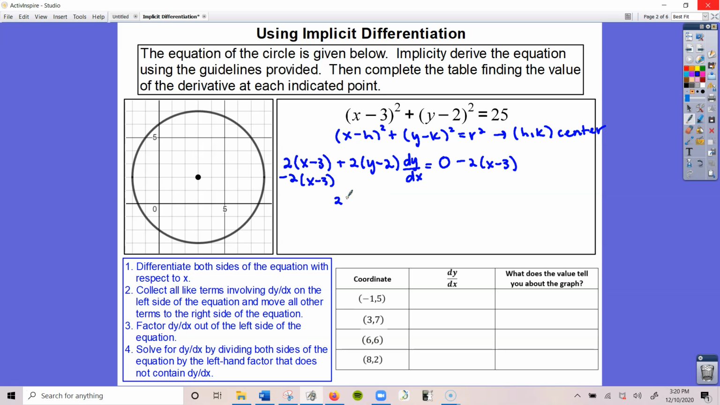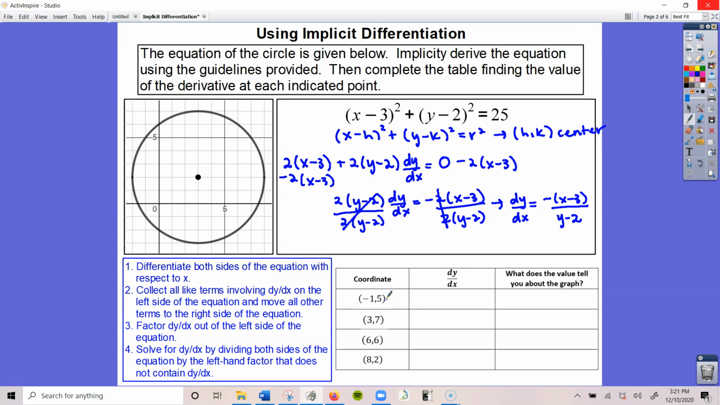So what I have here is 2(y - 2) dy/dx is equal to -2(x - 3). And now to get the dy/dx alone, we would divide by 2(y - 2). When you do that, the 2's here would cancel out. And so we get our final derivative answer as dy/dx is equal to -(x - 3) over (y - 2).